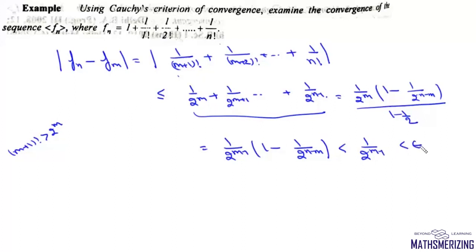Now this is less than epsilon. So mod fn minus fm is less than epsilon when n is greater than m, and from here we can write 2 to the power of m minus 1 will be greater than 1 upon epsilon, and if we take log on both sides, we can write m is greater than 1 minus log epsilon, which means the sequence is a Cauchy sequence and therefore it is a convergent sequence.